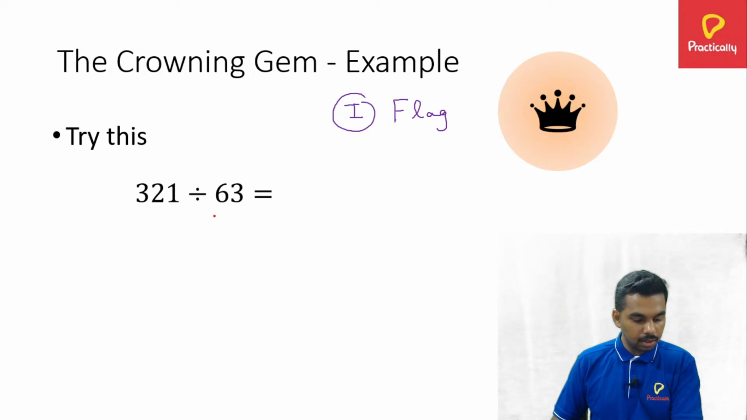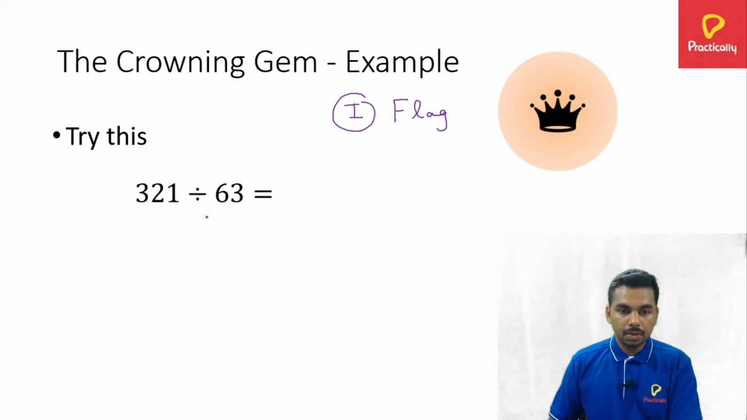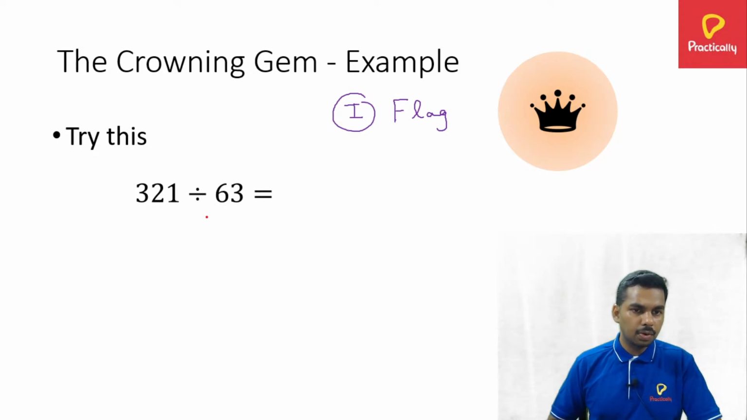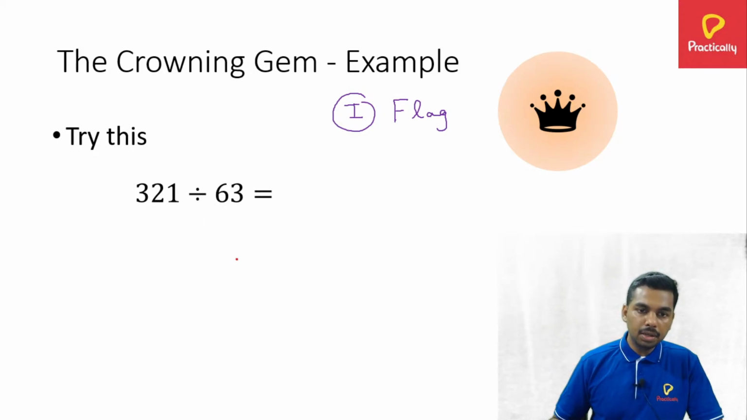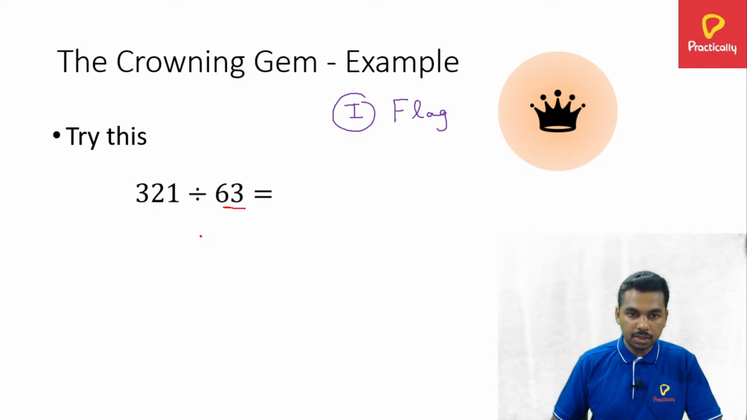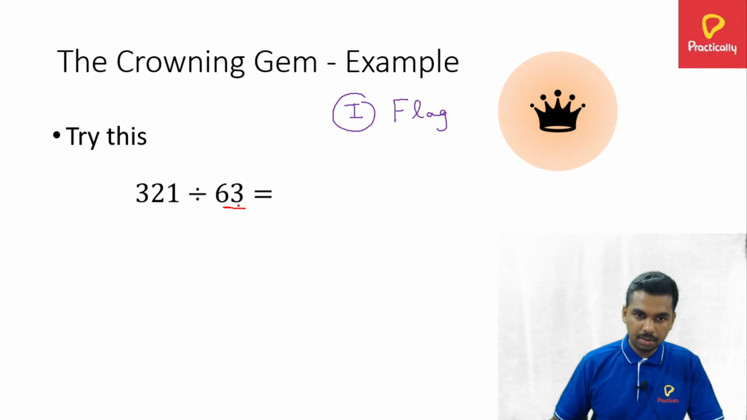Mani is asking how to find the remaining number. I think what Mani is asking is how to find the remainder. We are coming to that. Let's do this problem completely, and after that probably your doubt will be cleared. Anybody who understands what is meant by flag, can you write the flag number of 63? Yes, the answer is 3, because it is the units place of the divisor.